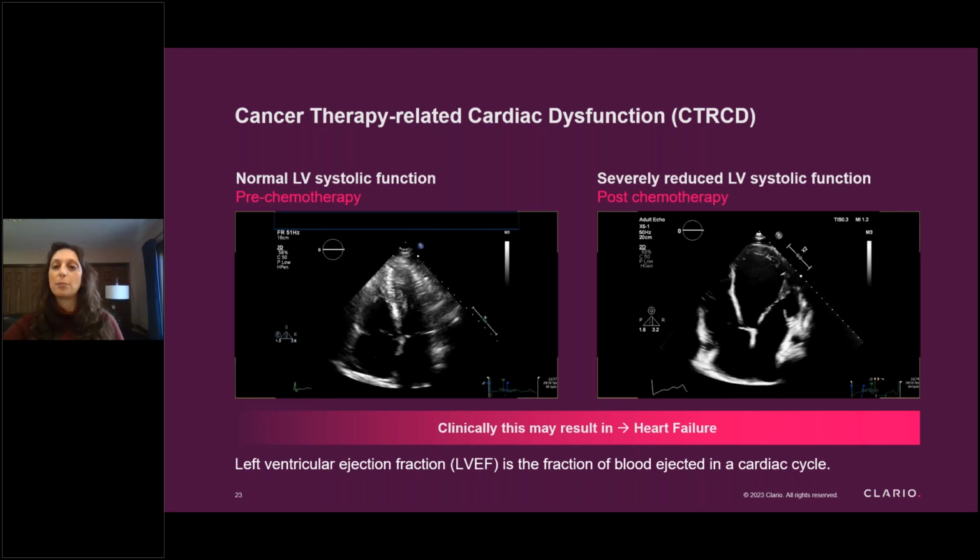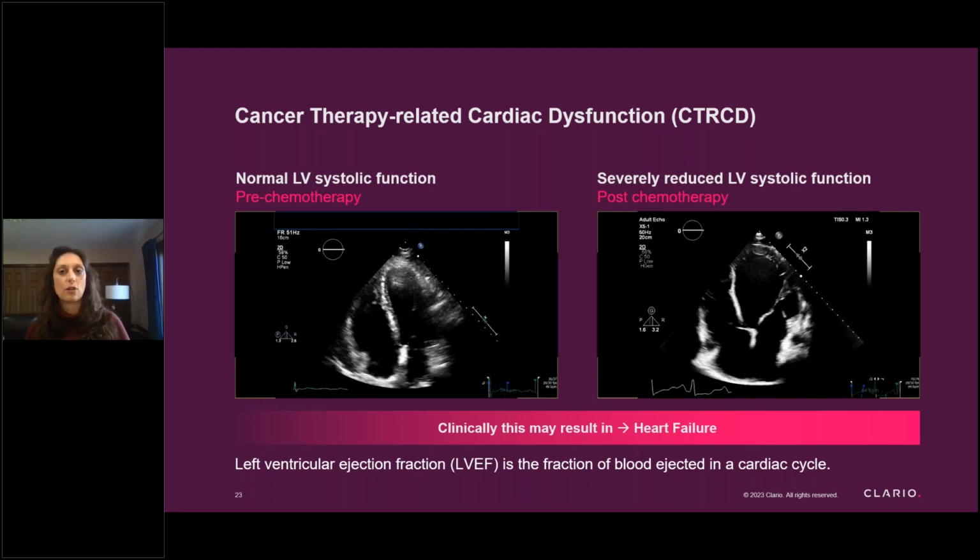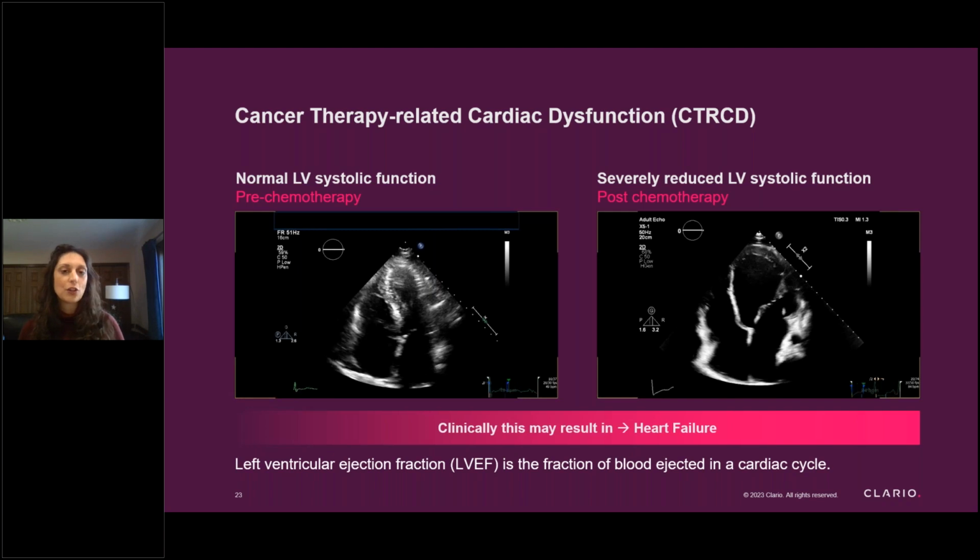LVEF is simply the fraction of the blood ejected in a single cardiac cycle. So what percentage of the blood is being ejected in each heartbeat? On average, the rule of thumb, while this varies by gender, is that between 50 and 70% is normal.